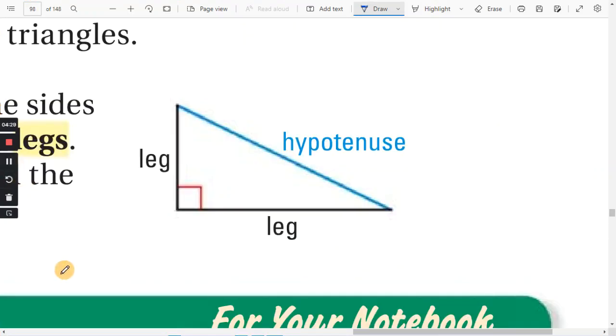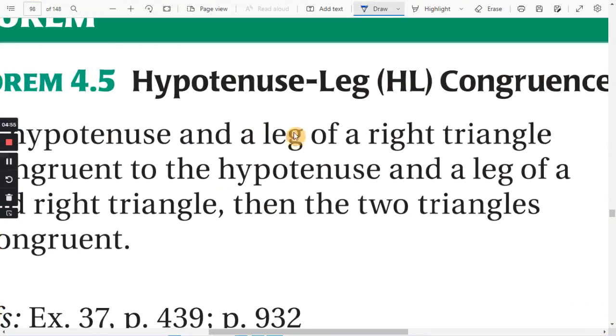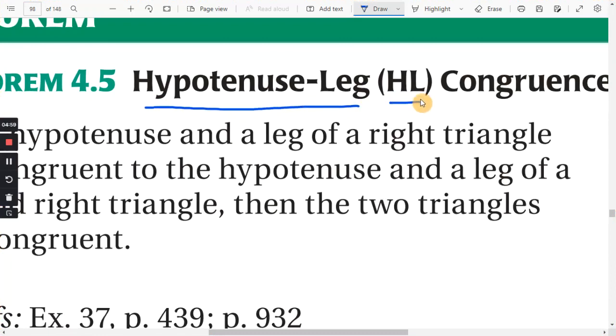Now we're going to do one using right triangles, but before we get to that, labeling the sides of a right triangle, the right angle always points to the hypotenuse. So the hypotenuse is the longest side across from the right angle. The other sides of the triangle are just called legs. So across from the right angle is the hypotenuse. So next one up is hypotenuse leg, or HL.